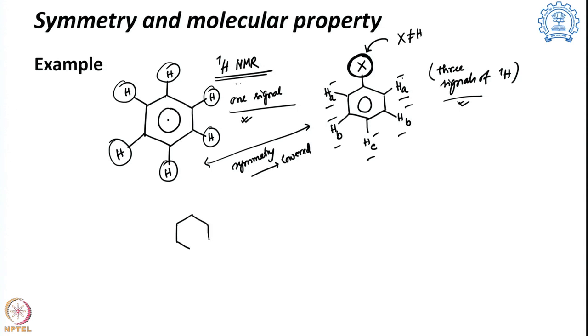The next one, we can have another portion of proton around the benzene, and over here we are putting 2 X around it.